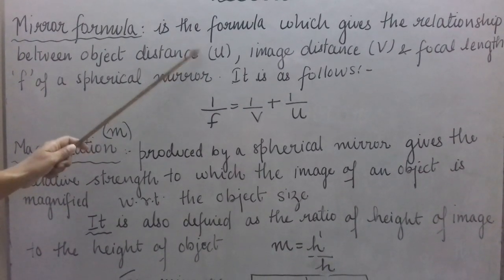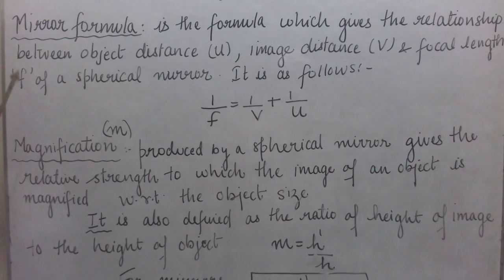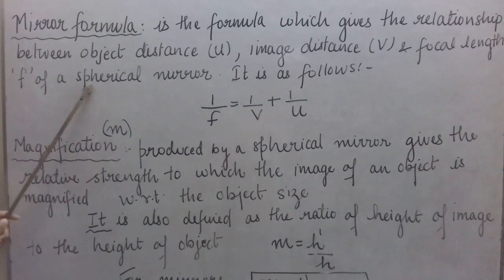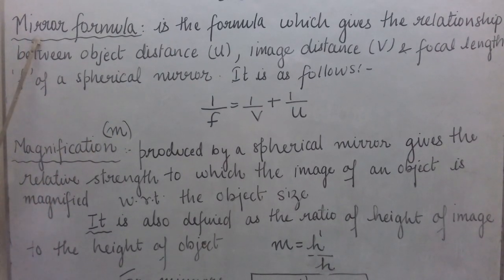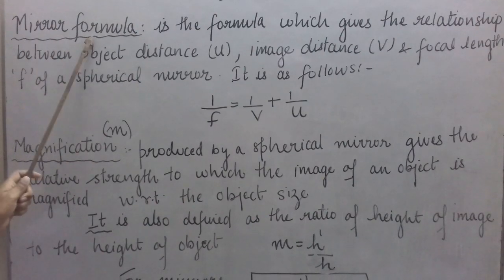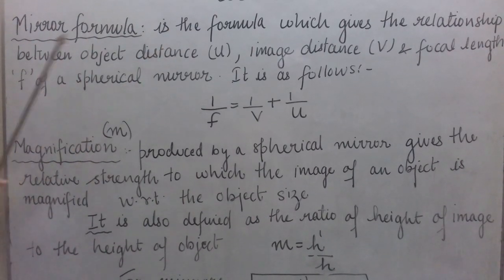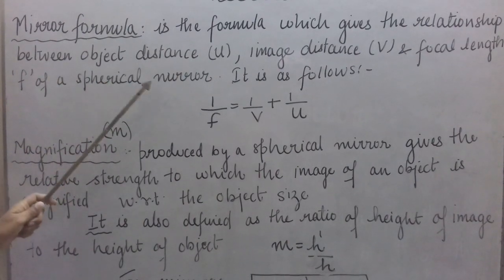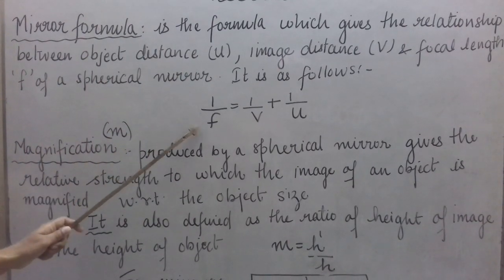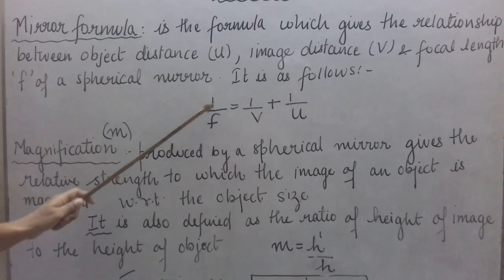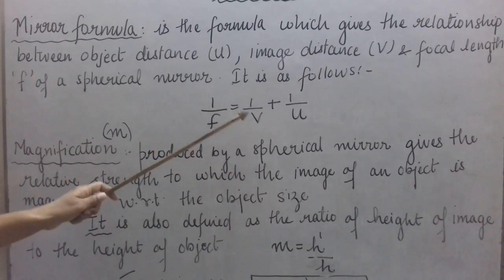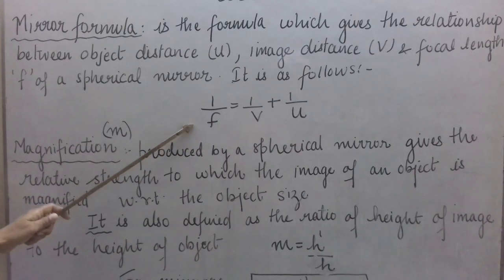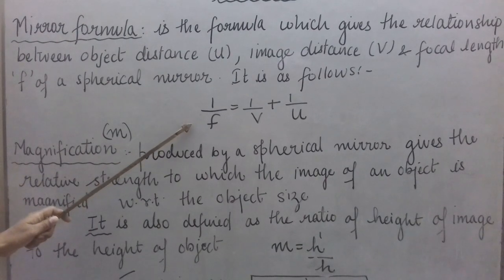So if you know what is u, v and f, there is a formula which gives a relationship between u, v and f for spherical mirrors, and it is called as mirror formula. It is as follows. You can see this: 1 upon f is equal to 1 upon v plus 1 upon u. This is called as mirror formula, and it is valid for both type of spherical mirrors.